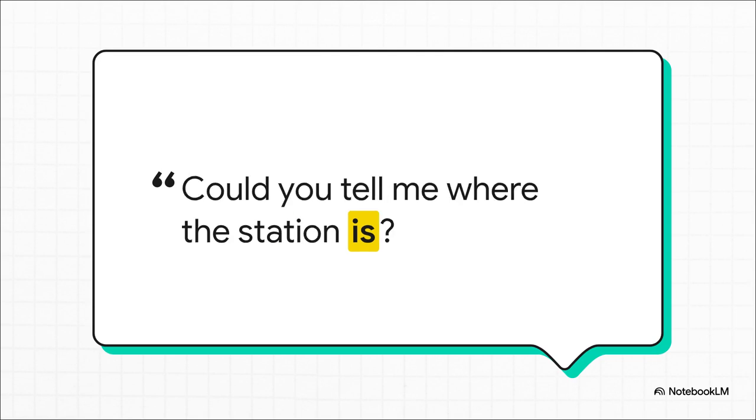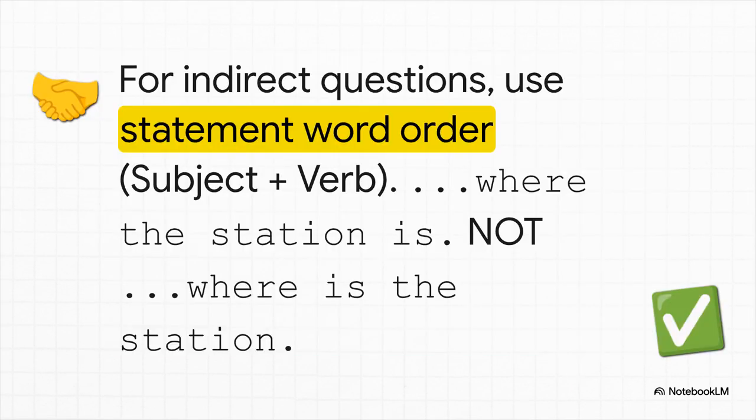And here's how we do it. "Could you tell me where the station is?" Did you see what happened there? It was like a little magic trick. The verb is jumped to the end. Just by wrapping our question in a polite little phrase, the whole word order changes. This is the big rule for what we call indirect questions.